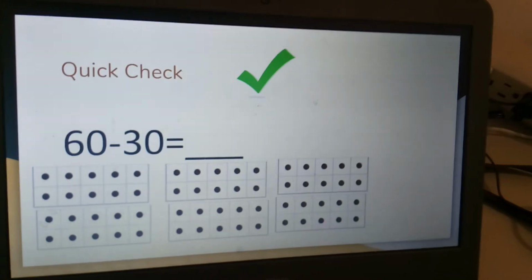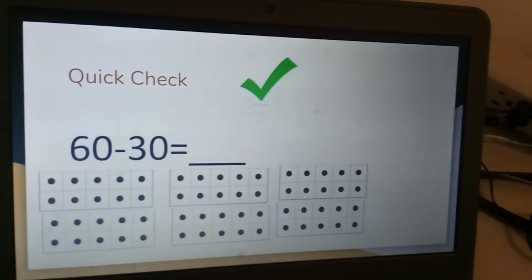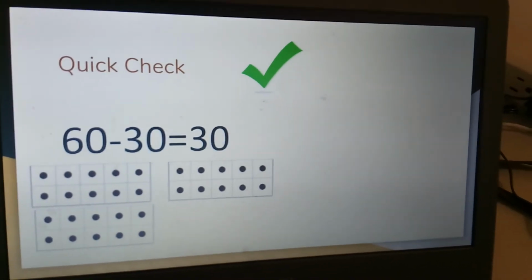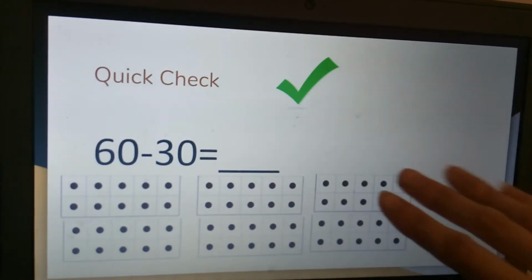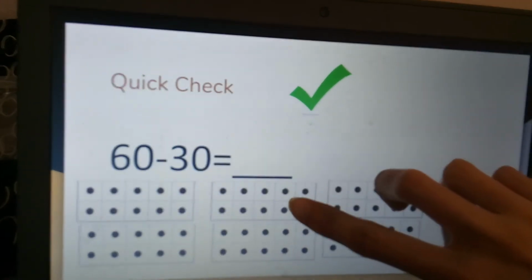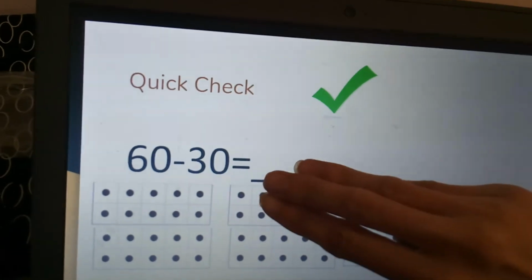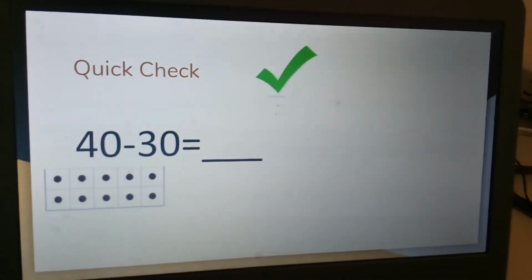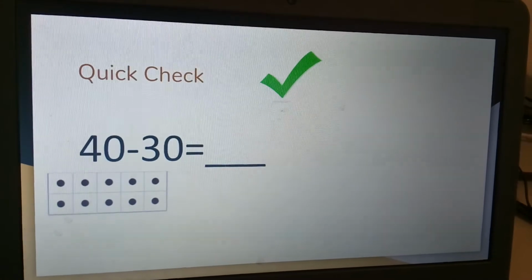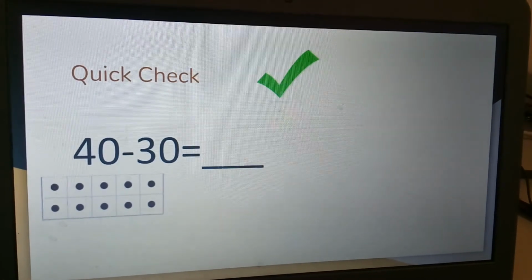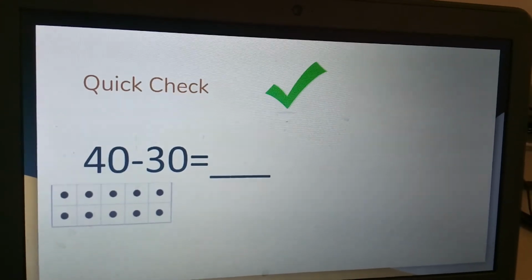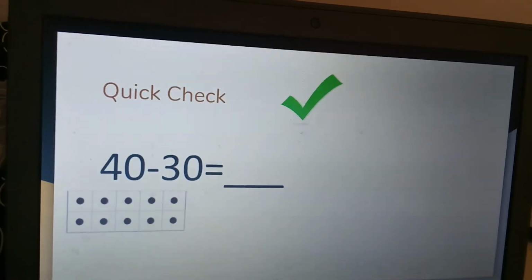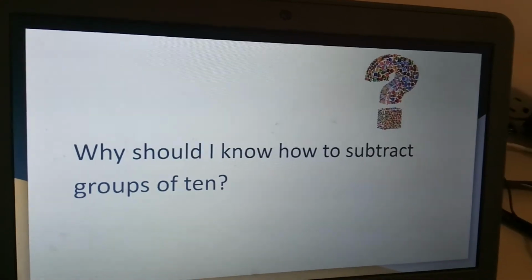What about 60 take away 30? Think about how many 10 frame cards you want to take away. The difference is 30, because once again, I had to take away 1, 2, 3, because 3 10 frame cards is equivalent to 30, and that leaves me with 1, 2, 3 cards left. Let's see. So this one kind of gives you the answer a little bit. What if I had 40 take away 30? What do you see? What's left? 10. Wow, you guys did a really nice job.